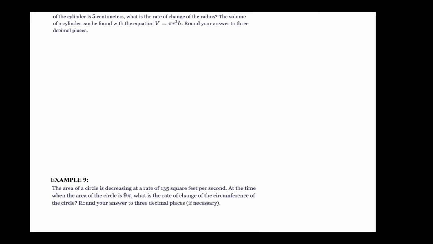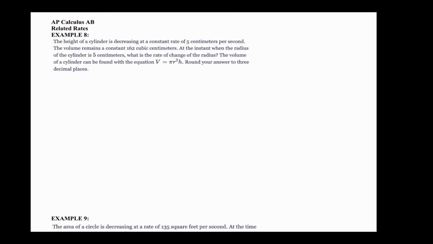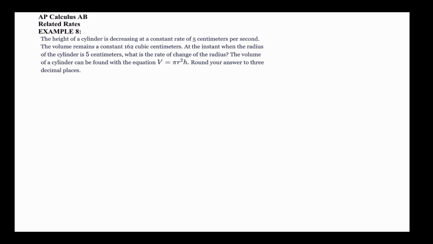Okay, so number 8. Number 8 is a cylinder now. A soda can. That's all a cylinder is. The height of a cylinder is decreasing at a constant rate of, so let me draw a cylinder real quick. Okay, so I'm going to highlight and underline the things we know about the cylinder. The height of the cylinder is decreasing at a constant rate of 5 centimeters per second.